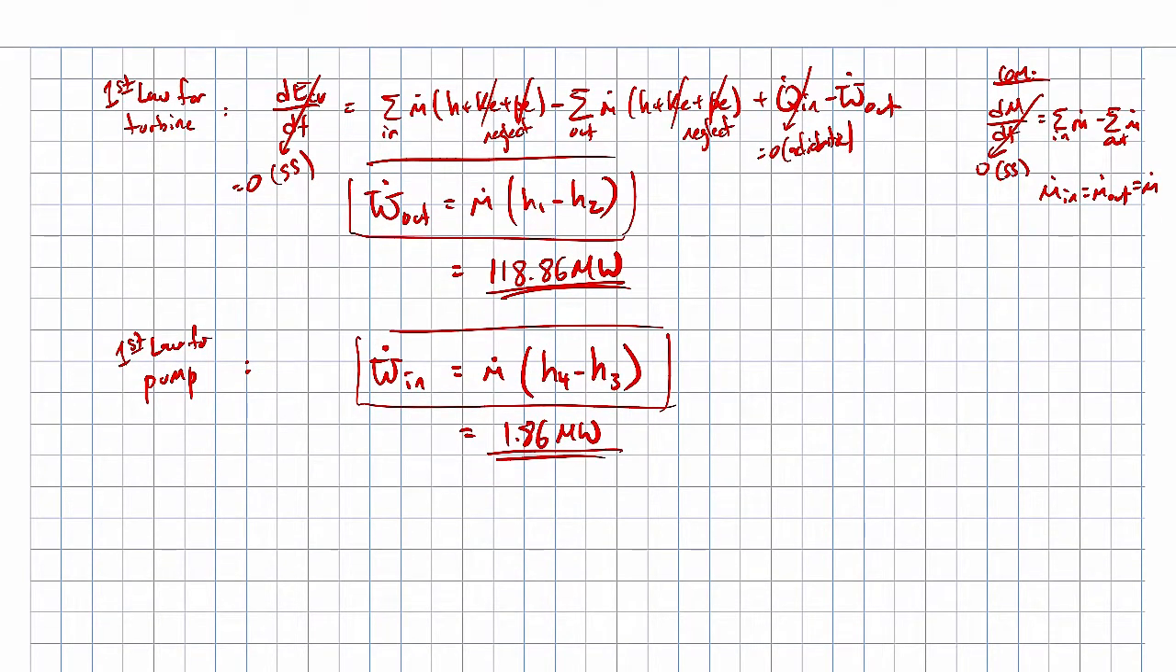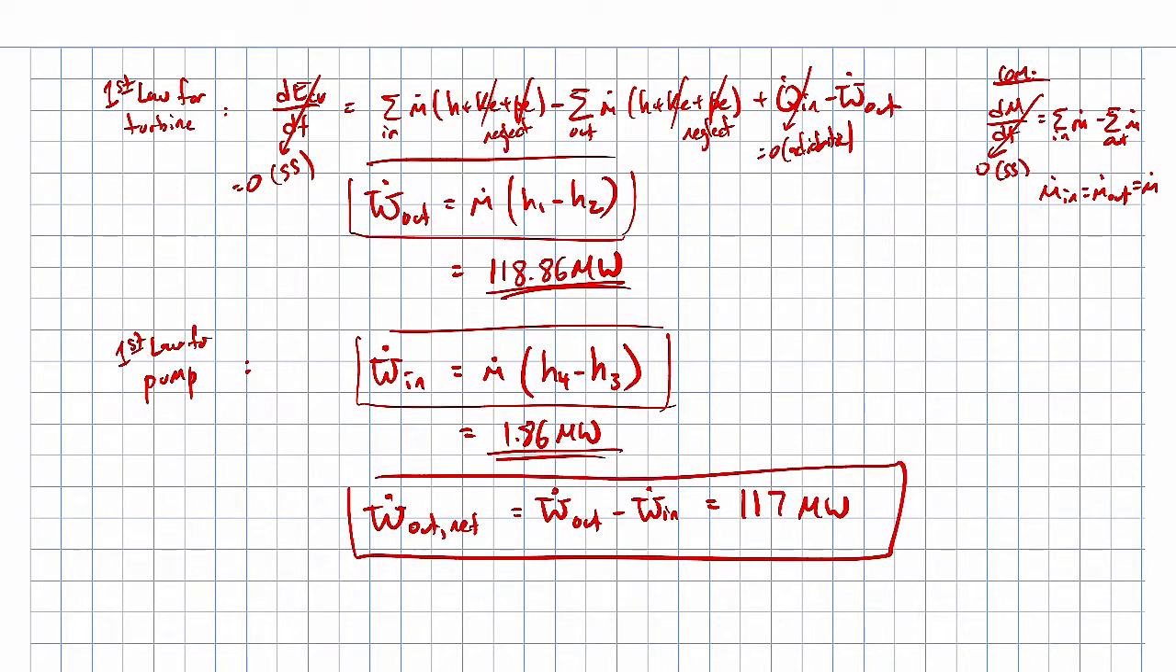So then if you want the net power out, that'll be W dot out minus W dot in. And when you plug those numbers in, it comes out to be 117.00 megawatts. So just 117 megawatts. I think we were just asked to find the net power.